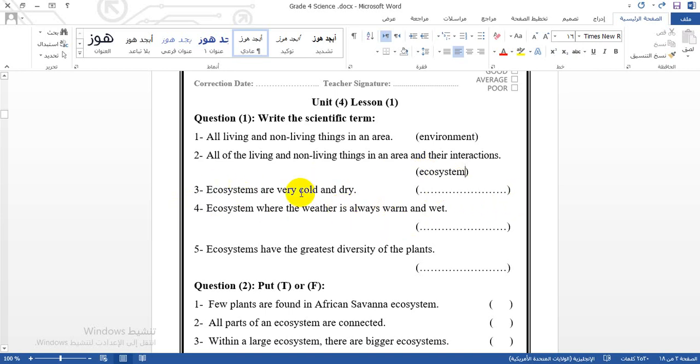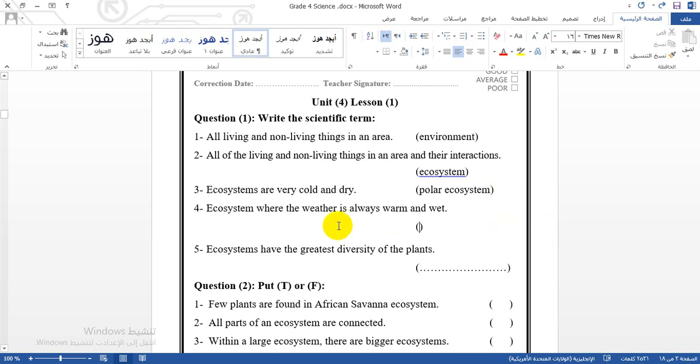This is an example of which kind of ecosystem? That kind you always find where exactly? In the polar pole. In the polar pole, right, guys? So it's called what exactly? It's cold and dry. It's the polar ecosystem. Polar ecosystem. Okay, the ecosystem where the weather is always warm and wet. Is the ecosystem where the weather is always what? Warm and wet is what exactly?